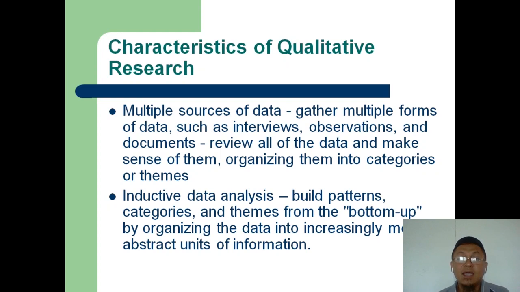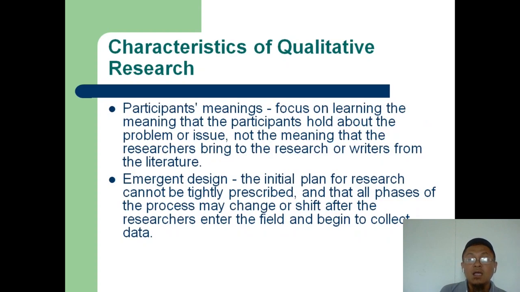Extract all this data and use it to complement each other, which is termed as triangulation sometimes. And in qualitative research, as I've mentioned, it involves an inductive research strategy. So the pattern, the category, or the theme will emerge from the data. So it's like a bottom-up approach. You have the data collected, and then slowly, gradually, you will analyze and develop the patterns, the themes, or categories. And qualitative research is about participants' meanings. So the focus will be on the meaning.